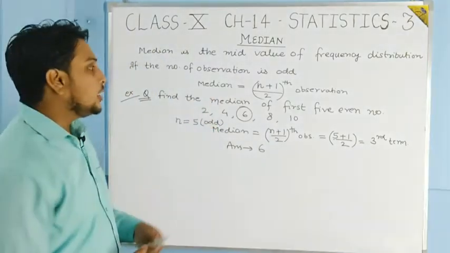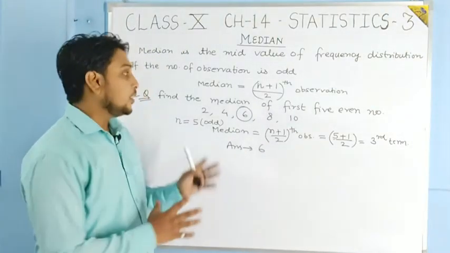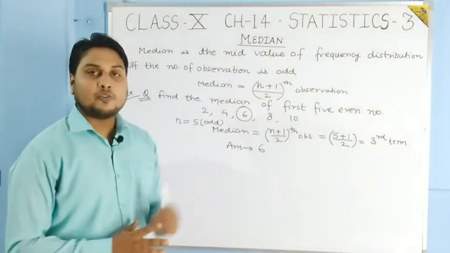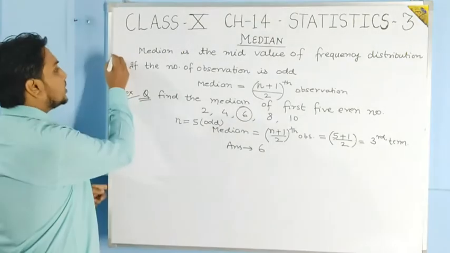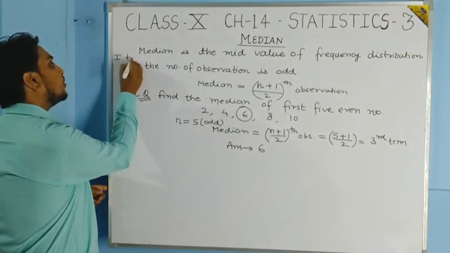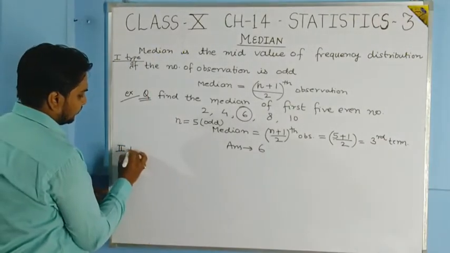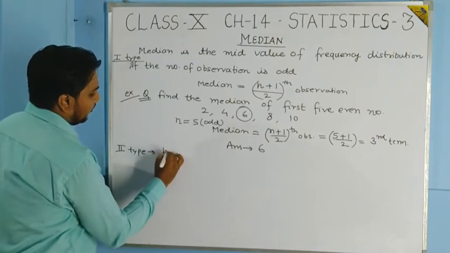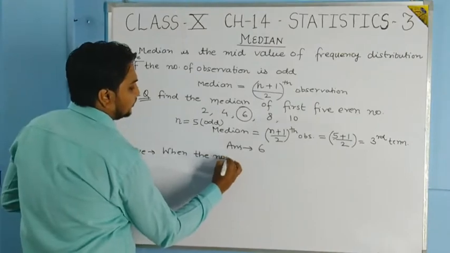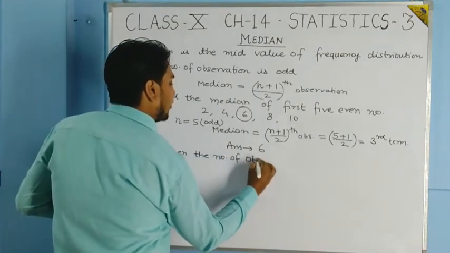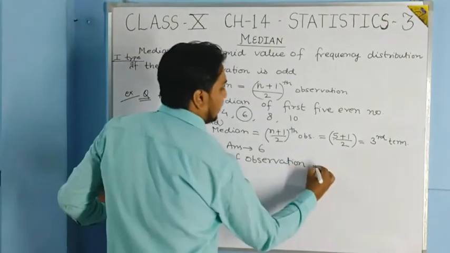Okay students, so this is how we used to find the median for odd number of observations. Okay, now the second type. This is the first type. Second type is when the number of observations is even.